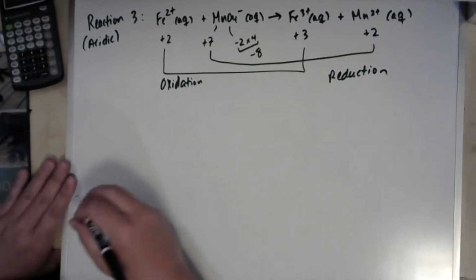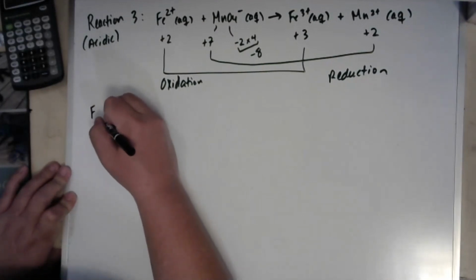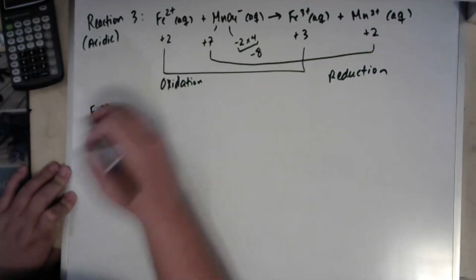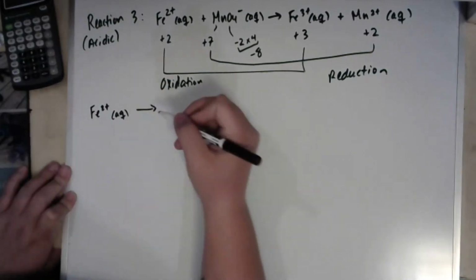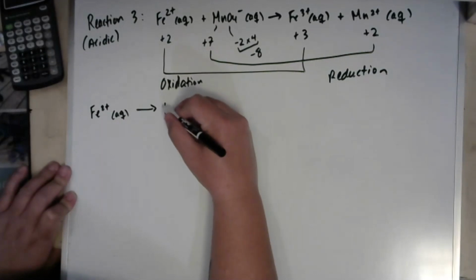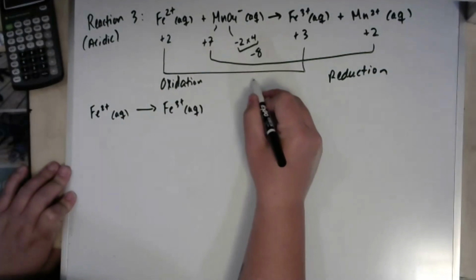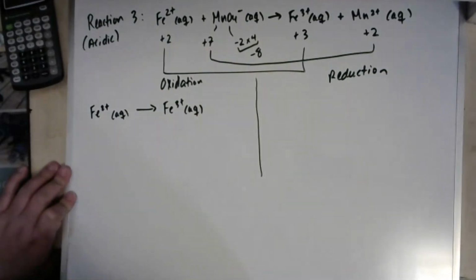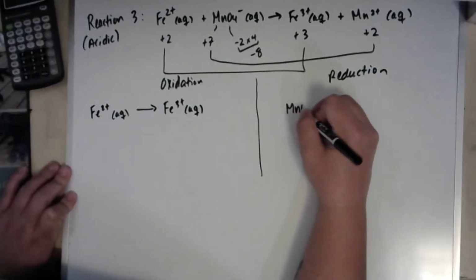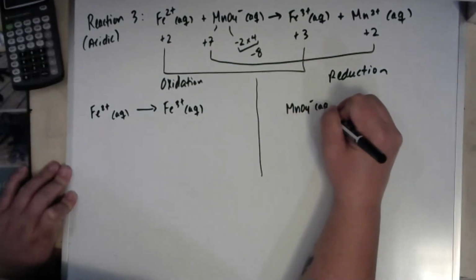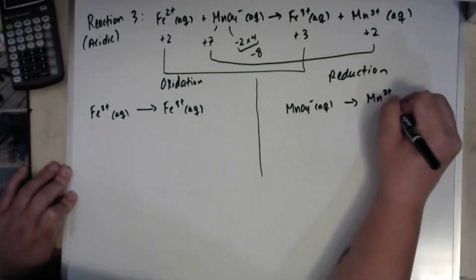Okay, so now we're going to split these up into the half reactions. Our oxidation half reaction is going to be Fe2 plus to Fe3 plus. Our reduction half reaction is going to be the rest of it, our MnO4 minus to Mn2 plus.